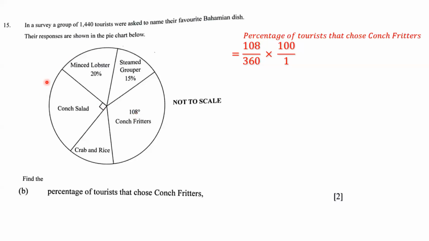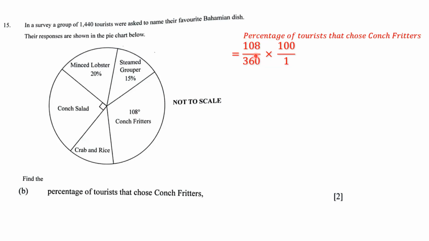Because angles in a circle around a point add up to 360 degrees. So all of these angles inside the circle are going to add up to 360 degrees. 108 is one of the angles inside of this circle. So we say 108 divided by 360. That is conch fritters represented as a fraction.